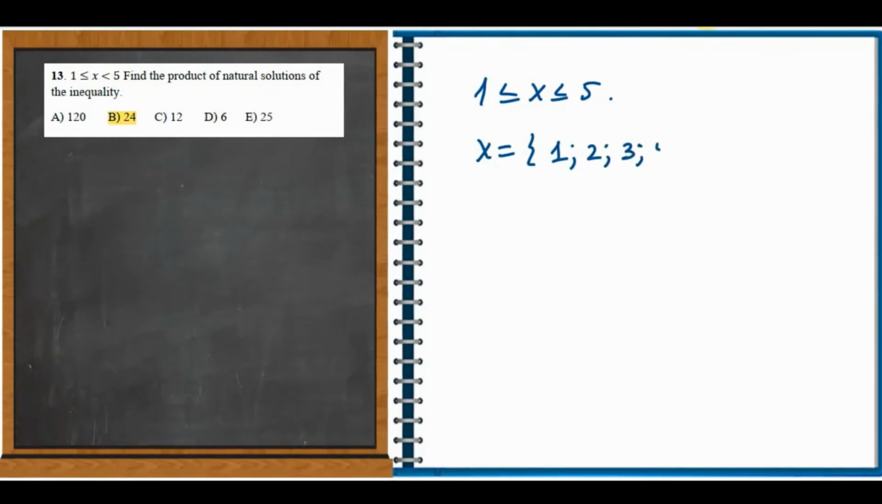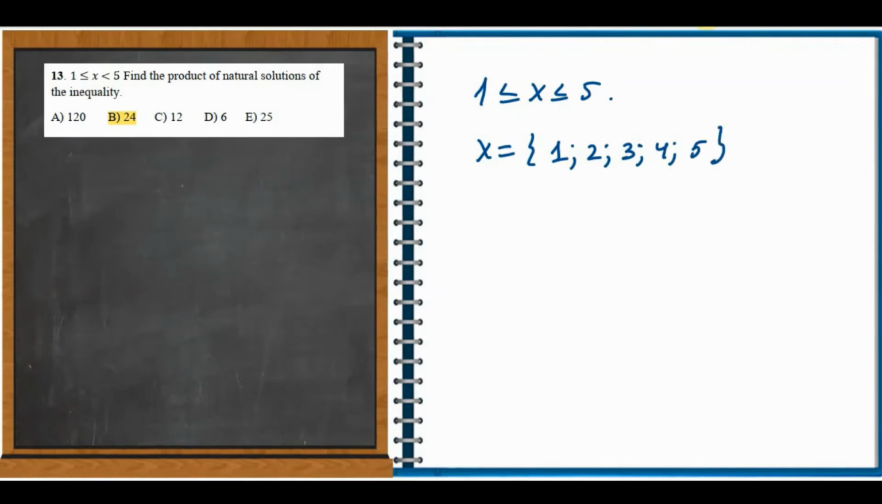Number 13, in this question, it's an inequality, a simple inequality. We must find the product of natural solutions of the inequality. So let's copy first. What this sign means, it means that we can take the endpoint 2. So the solutions for this inequality will be 1, 2, 3, 4, till 5.